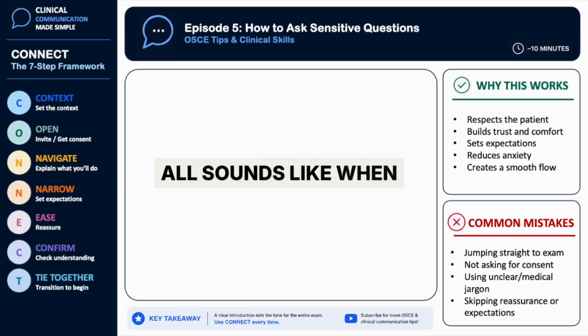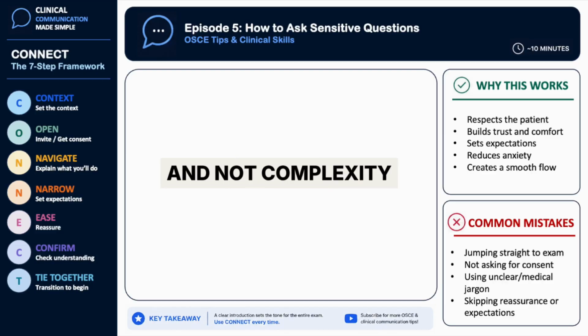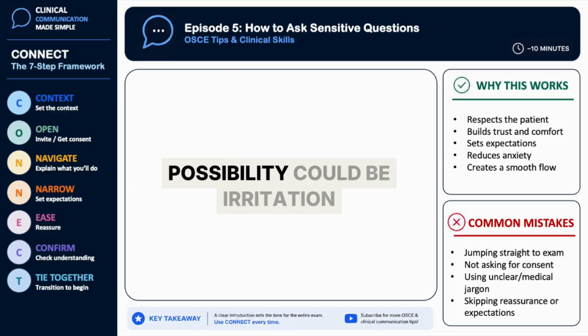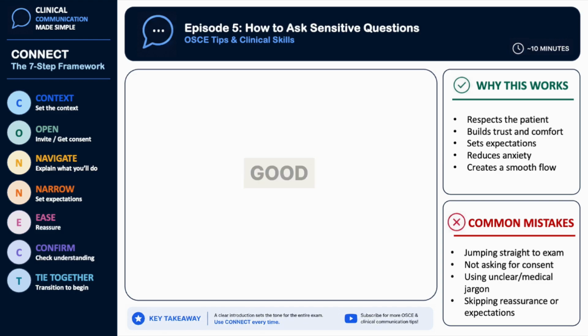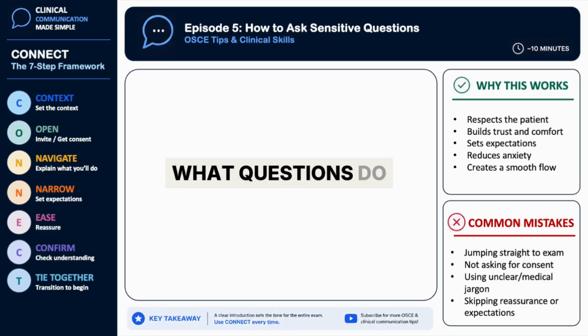So let's hear what that all sounds like when we put everything together. Notice there's hopefully more clarity and not complexity in this example. Based on what you've told me and what I found so far, there are a couple possible causes for your symptoms. One possibility is acid reflux, which can cause that burning sensation you described. Another possibility could be irritation in the esophagus. Good news is that these are usually manageable. Does that make sense? What questions do you have for me? So notice there was no jargon and no uncertainty, just context, narrow, ease, and confirm. And that takes less than 20 seconds.